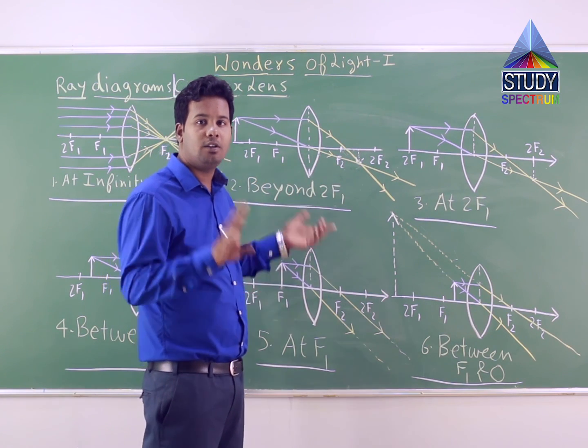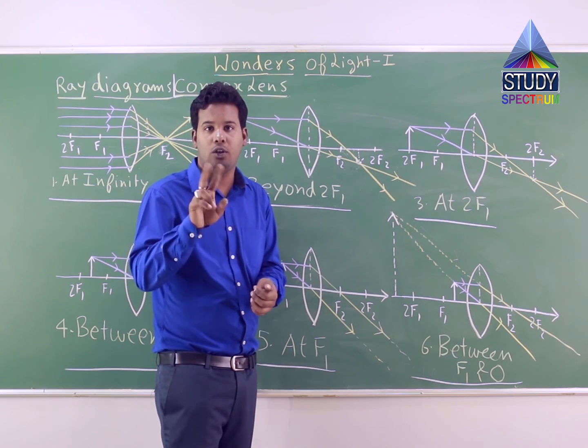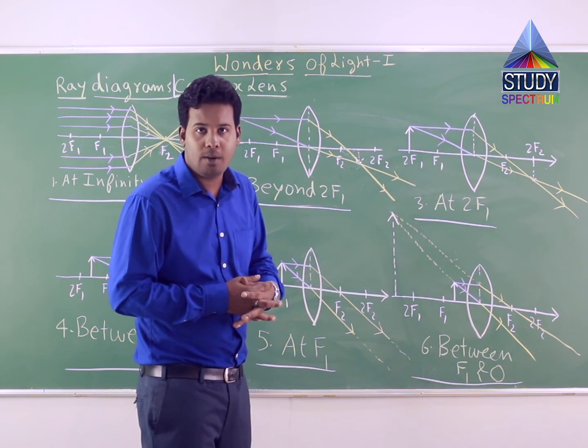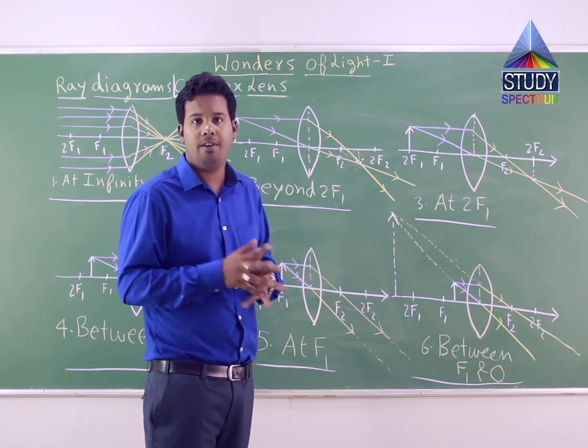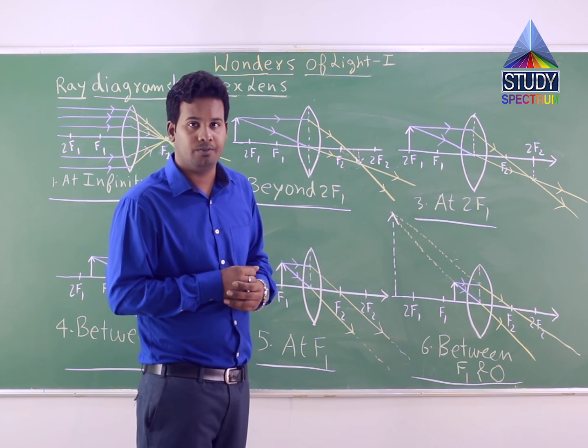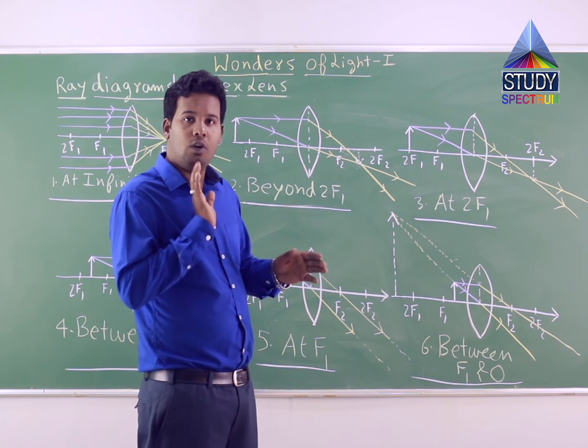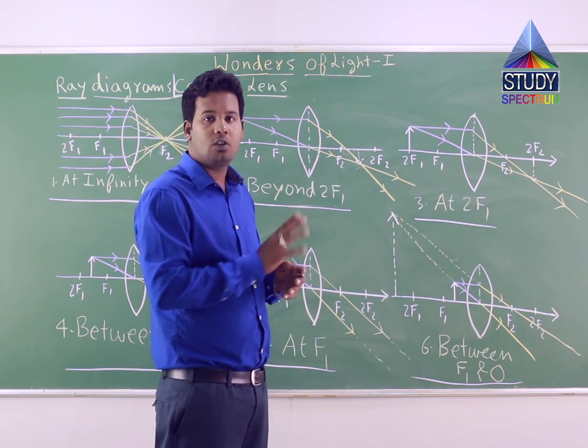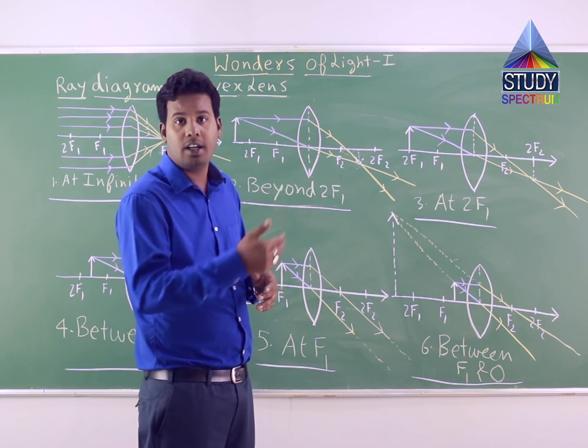So this justifies the 4 results which we have calculated using 2 formulas, that is lens formula, 1 by V minus 1 by U is equal to 1 by F, and magnification formula, that is H2 by H1 is equal to V by U.